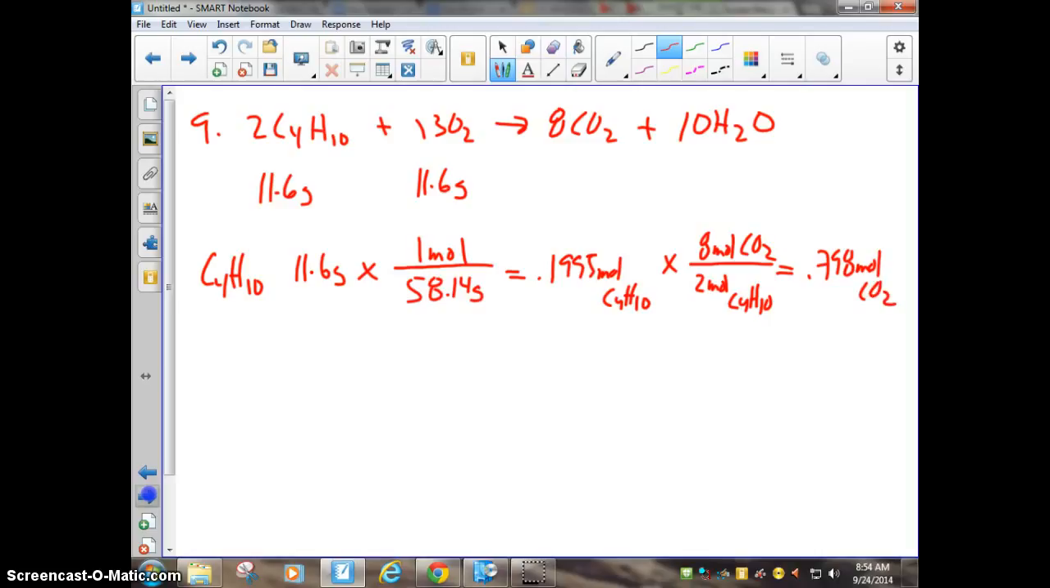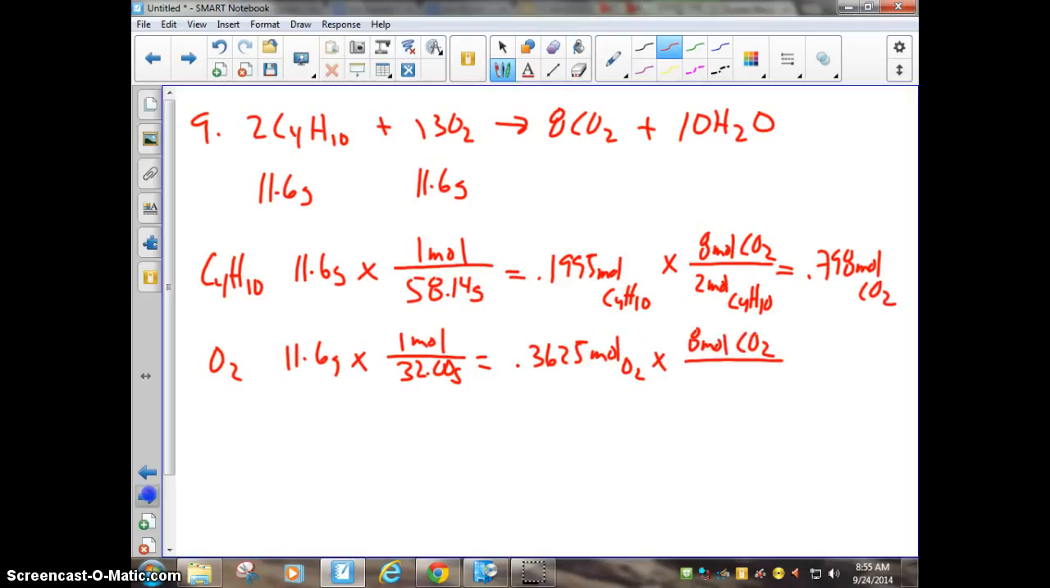In contrast, my 11.6 grams of O2 have a molar mass of 32 grams per mole. So that means I have 0.3625 moles of oxygen. But again, even though I start with more oxygen, I have to look at what I end up with. And from the oxygen, I only get 8 moles of CO2 per 13 moles of O2. So I'm going to see a decrease here to 0.223 moles of CO2. So even though there's more moles of O2, it produces less CO2, and O2 is my limiting reactant.